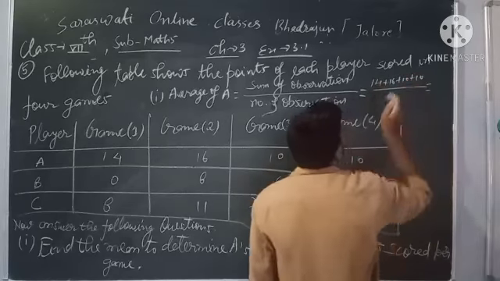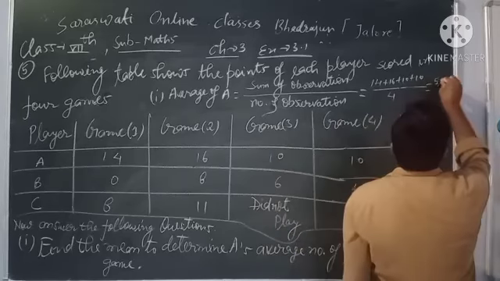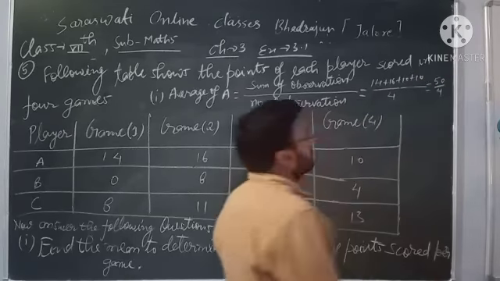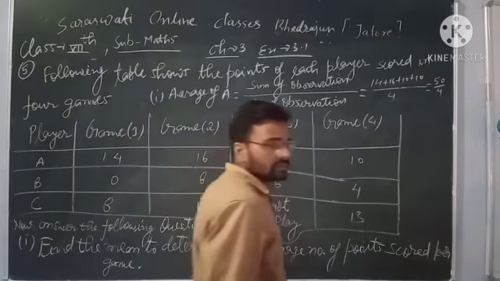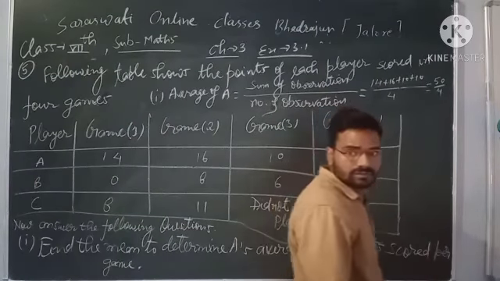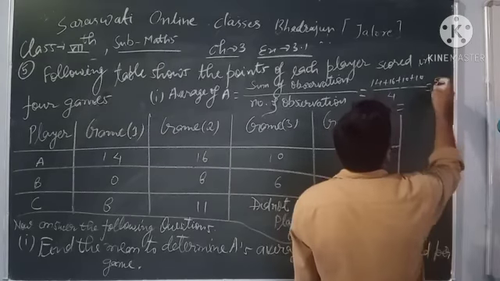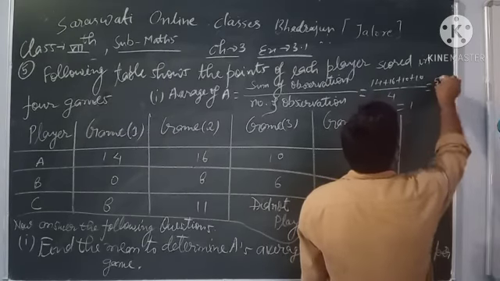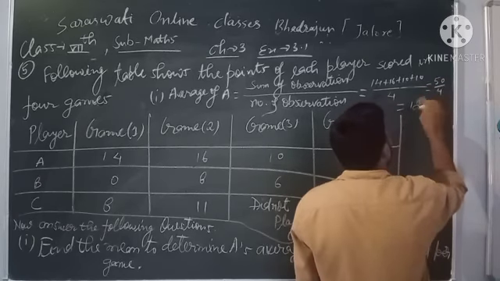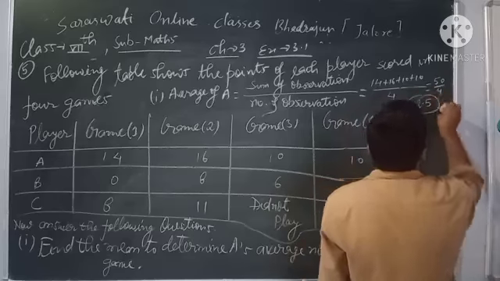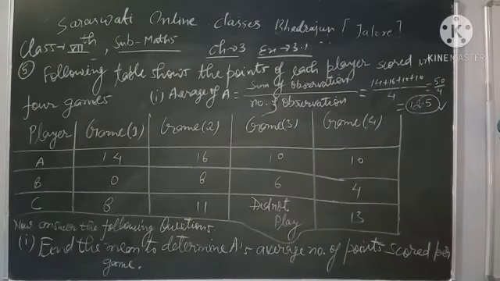Okay, 14 plus 16 is 30. 30 plus 10 is 40. 40 plus 10 is 50. So the mean is 50 by 4. 4 ones are 4, after that we are left with 1. 4 twos are 8, and after that we are left with 2. So this is 12.5. Our mean is 12.5, which is the answer of our first part.